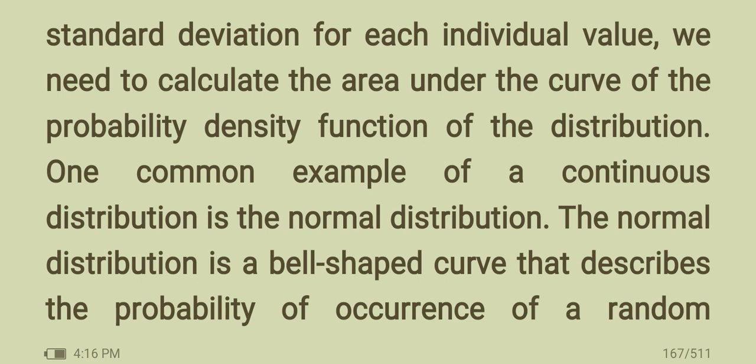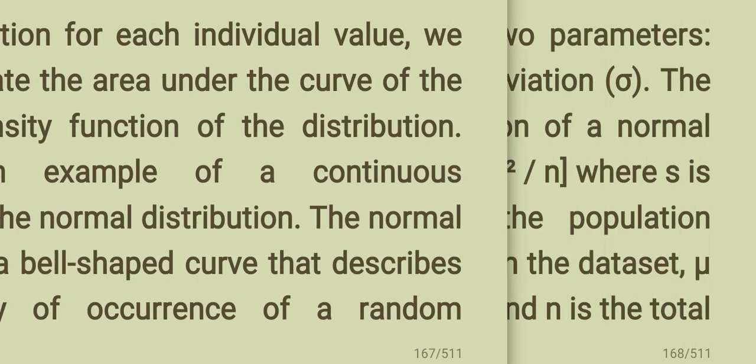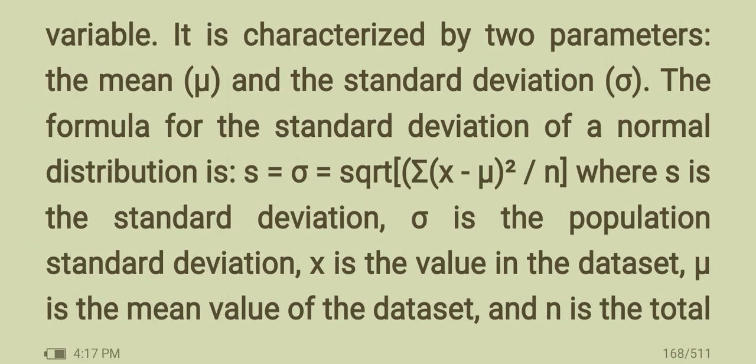One common example of a continuous distribution is the normal distribution. The normal distribution is a bell-shaped curve that describes the probability of occurrences of a random variable. It is characterized by two parameters, the mean mu and the standard deviation, sigma.